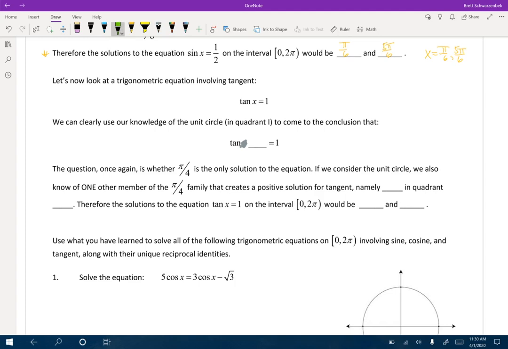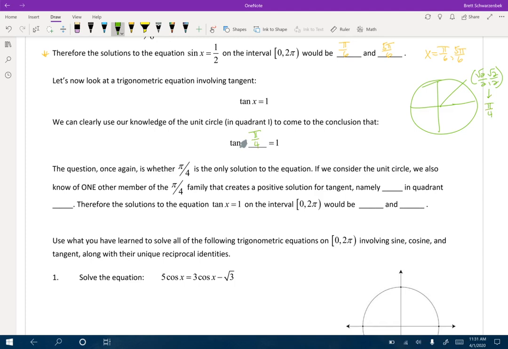So again, what are we trying to do? We're trying to find, with our knowledge of the unit circle, when the tangent of x is equal to 1. Well, let's start in quadrant 1. In quadrant 1, we have to figure out when y over x is 1. That only occurs when the first and second coordinate are the same, and that will only occur at the pi over 4 family. So we know that the tangent of pi over 4 is equal to 1.